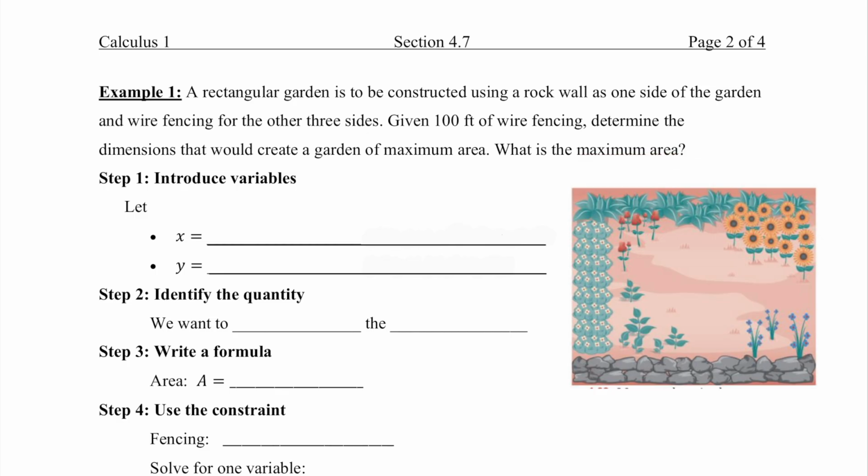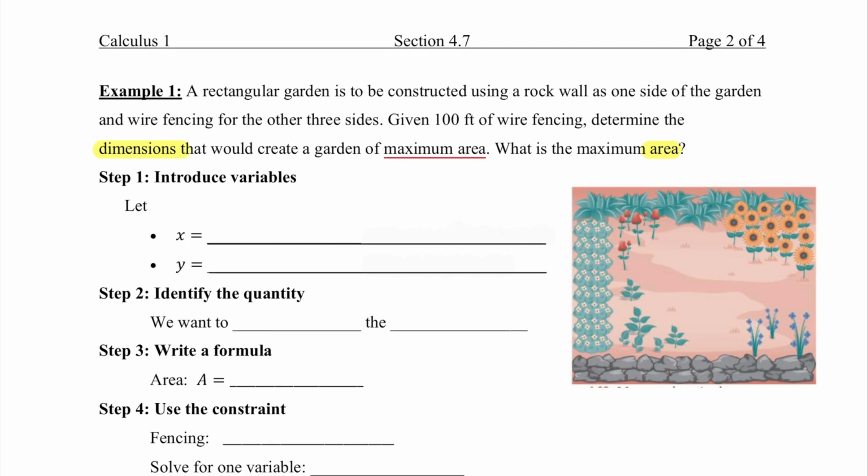So we want to find the dimensions and also the area. And we want to maximize the area. This is our rectangular garden. This side is the rock side. So we only use fencing on these three sides.